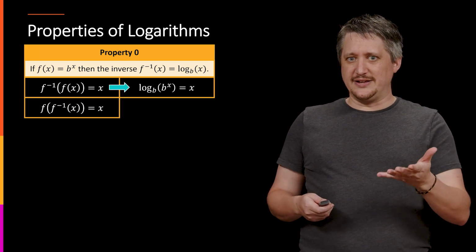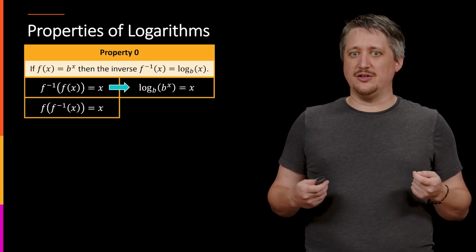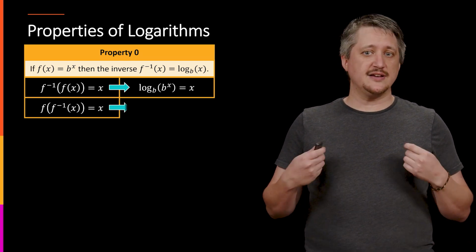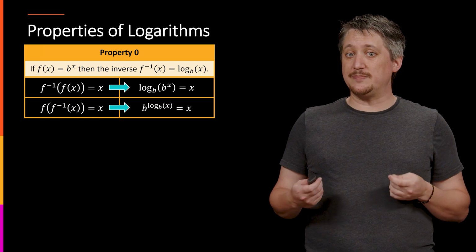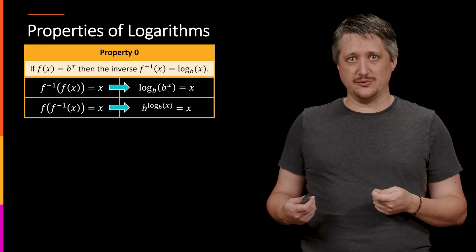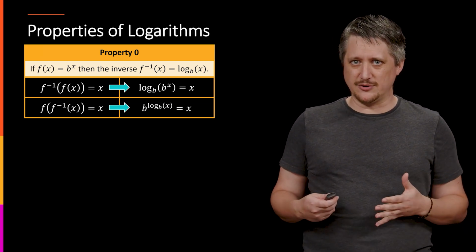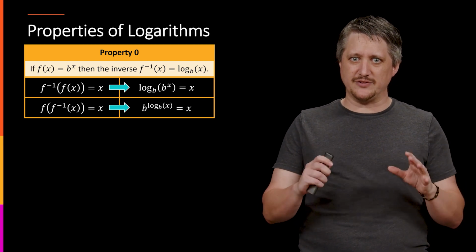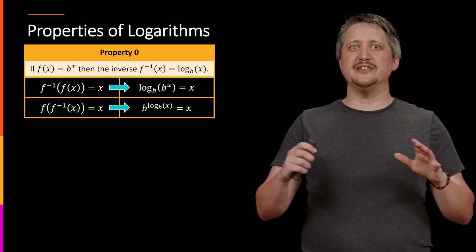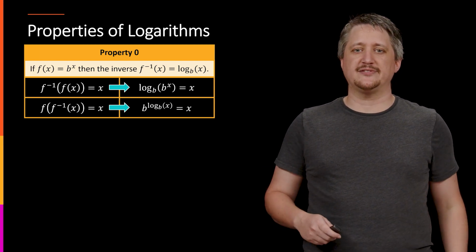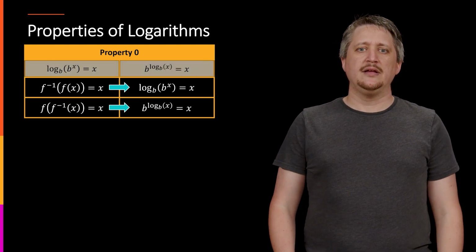So again, the top one is saying log base b of b to the x is x, and the bottom one is saying b to the power of log base b of x is also x. So this is just the definition of logarithms. We've already stated it, but to be very clear, we are starting from this location for all the rest of the properties.